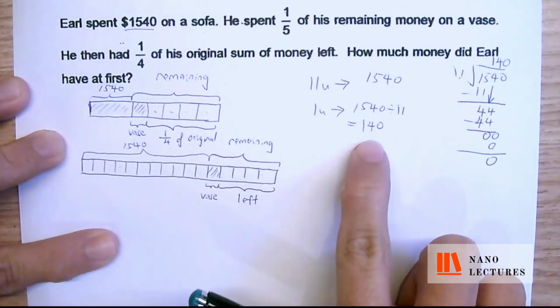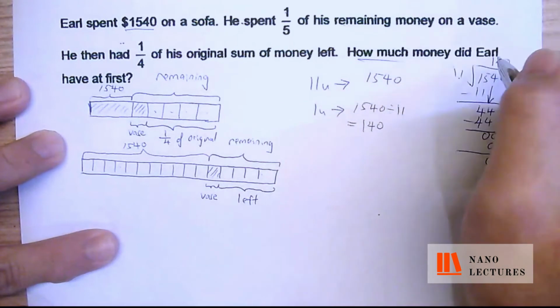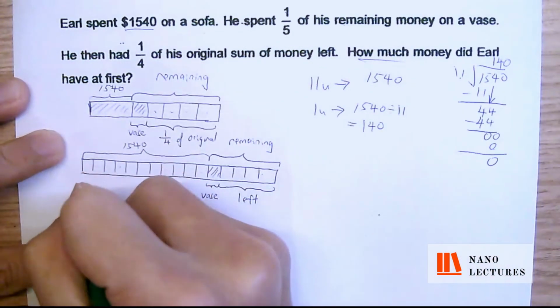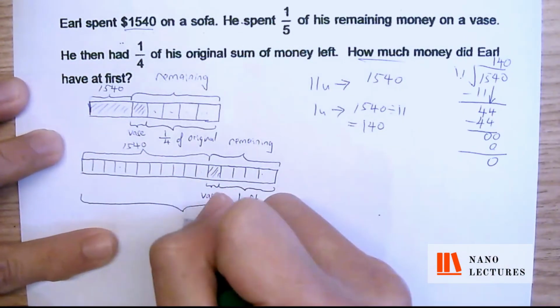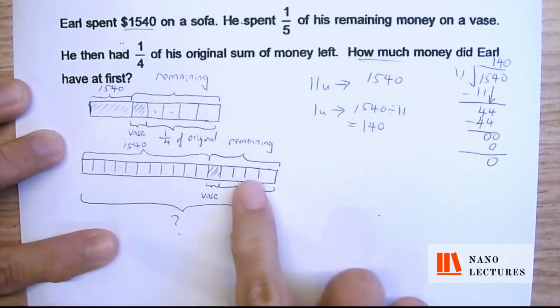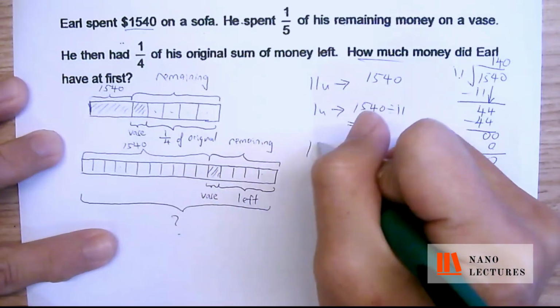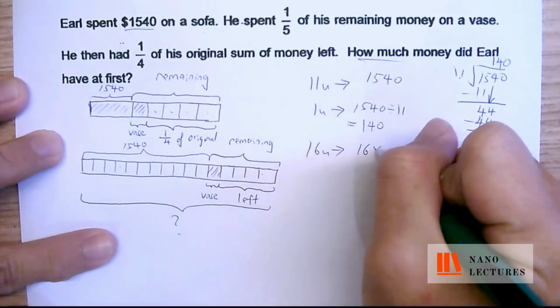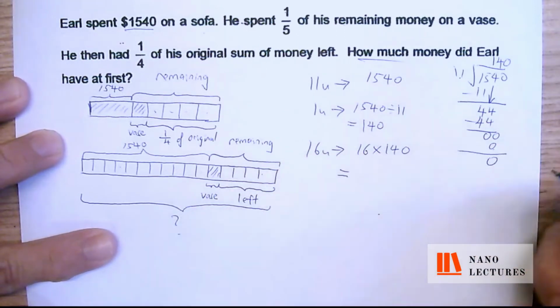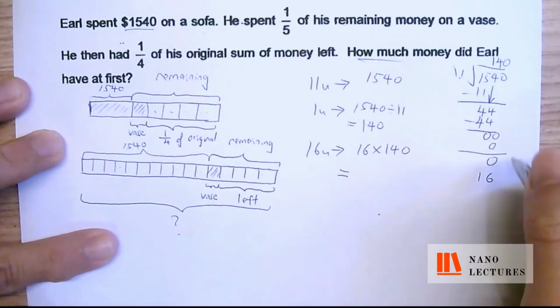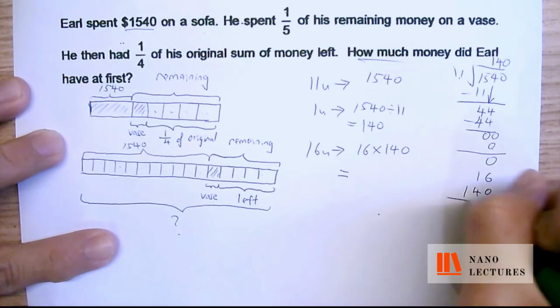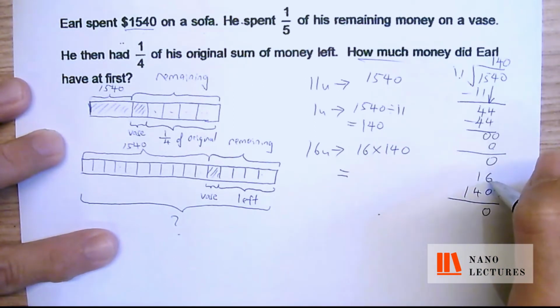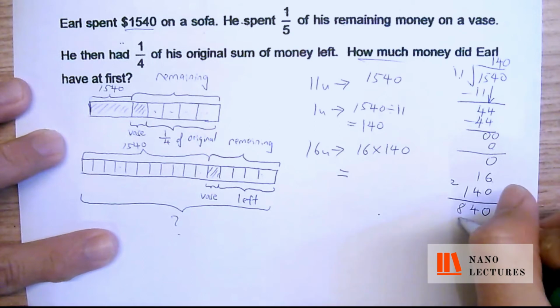Now at this point of time, how much money did Earl have at first? Tada, total units. Remember just now we drew 16 units. So since 1 unit is 140, 16 units will be 16 multiplied by 140. So again you use your multiplication. 6 times 0, 0. 6 times 4 will be 24. So put over here. Then 1 times 6 will be 6 plus 2, 8. 840.